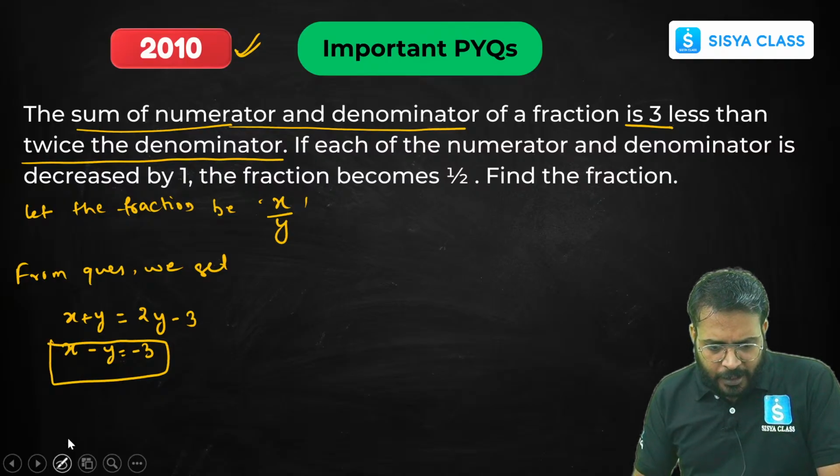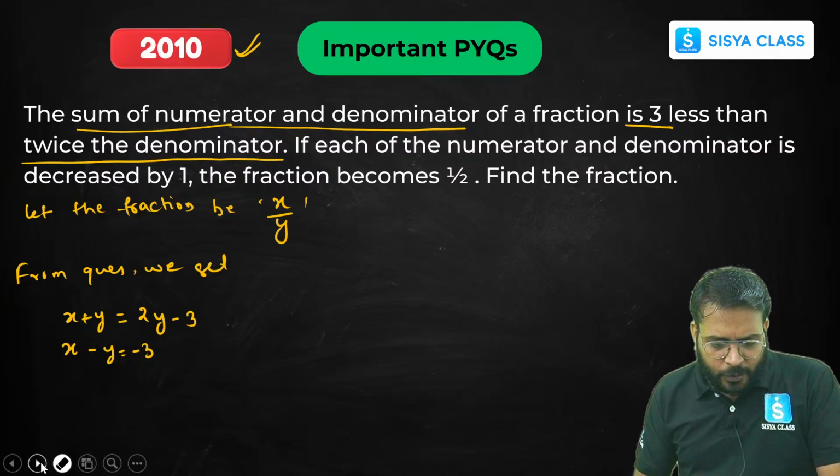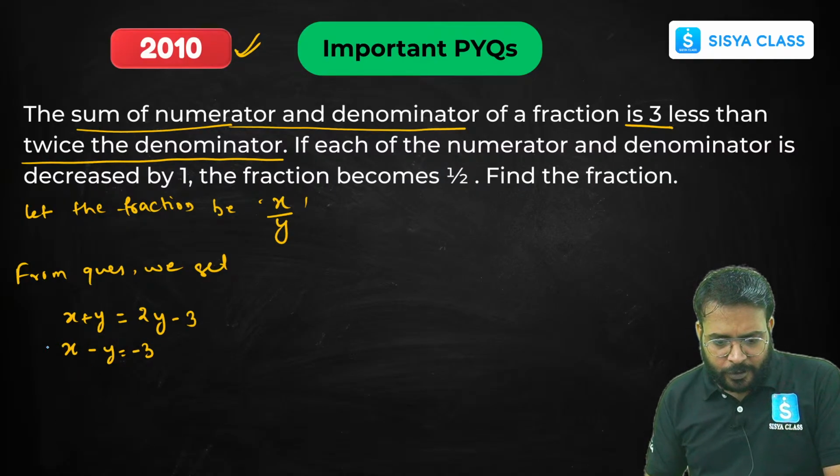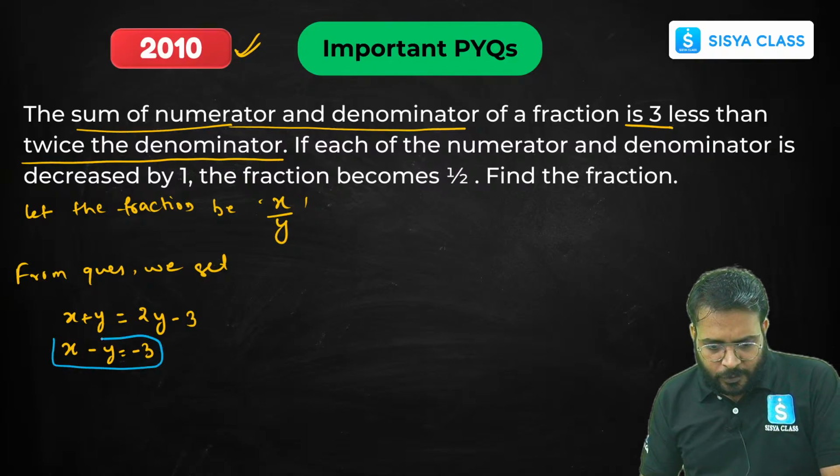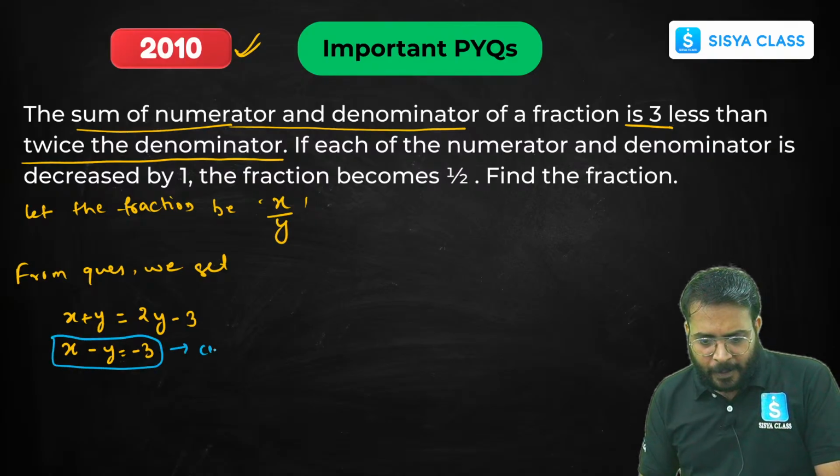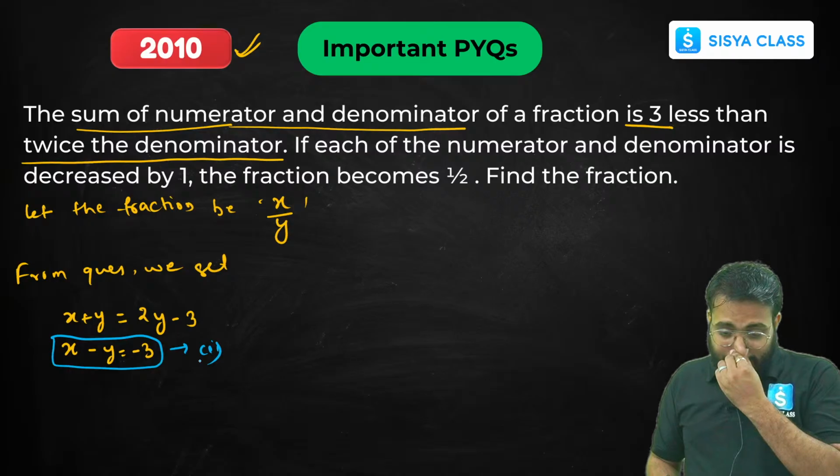Okay, fine. Here I got one equation. Understood my point? This is my equation 1. All right. Now in the second statement, what are they saying?